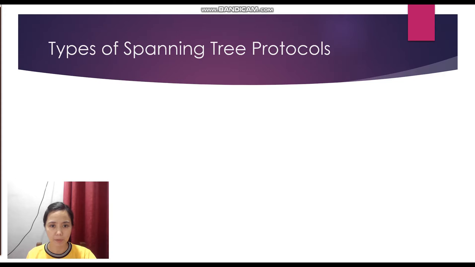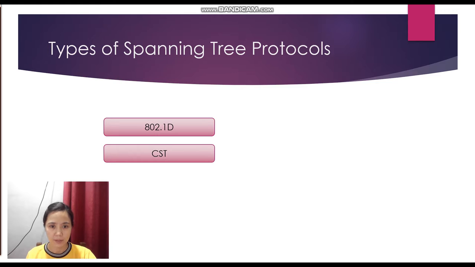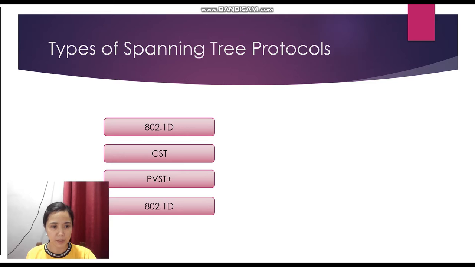Types of spanning tree protocols. The 802.1D is the 1998 original STP standard. The CST is the one spanning tree instance. PVST+ is Cisco's update to 802.1D. Each VLAN has its own spanning tree instance. The 802.1D is the 2004 version, an updated bridging and STP standard.